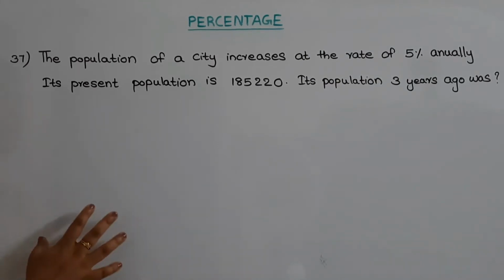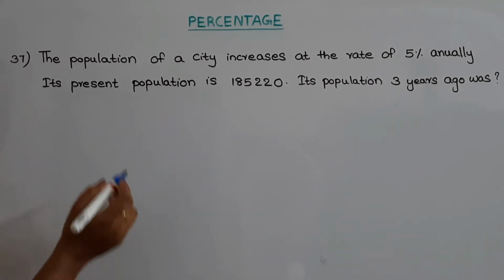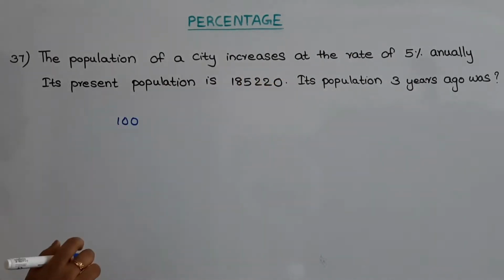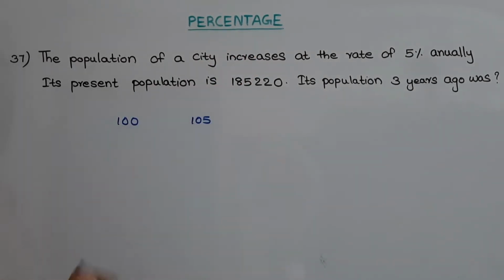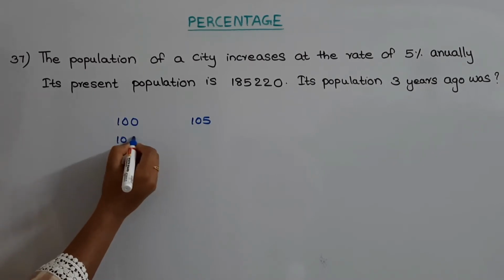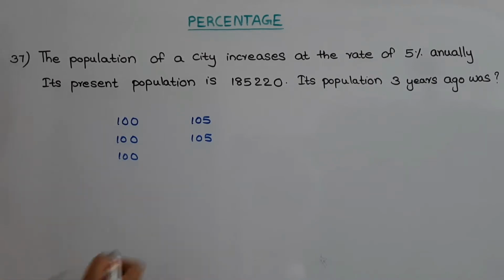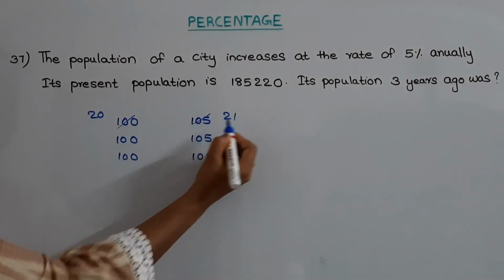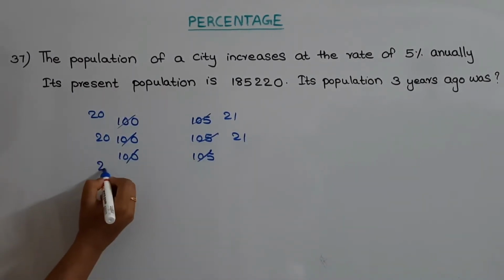Let us see how to solve this by the shortcut method. Let us consider the population of the city in the first year as 100. If it is increasing by 5%, the population will become 100 plus 5, that is 105. In the second year also, let us consider the population as 100, and after the increase it will be 105. And in the third year also, 100 becomes 105. Now let us take the ratio of this. So this will be 20:21, this also will be 20:21, and this will be 20:21.